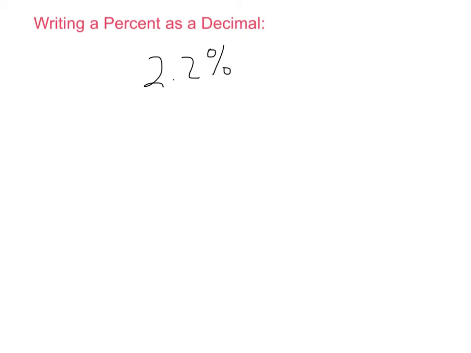So in this case I want to change this to a decimal. Now when I divide by 100, I'm basically going to be moving the decimal place 2 places to the left. So I'm going to do that 2 places to the left. And so that would be, put a 0 right there when you have an empty space there. So 2.2% written as a decimal would just be 0.022.